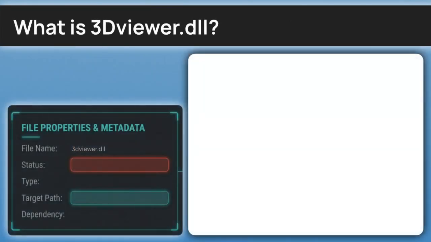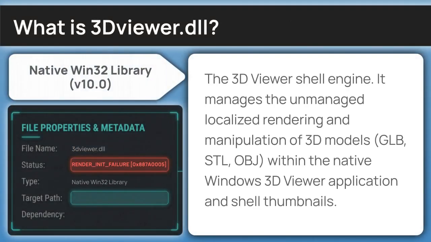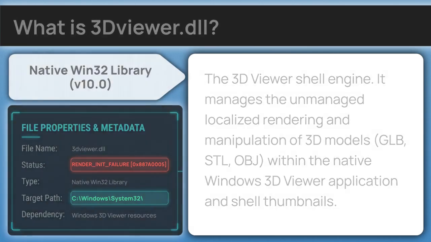This is the 3D Viewer library, the 3D Viewer shell engine. It manages the localized rendering and manipulation of 3D models, GLB, STL, OBJ, within the native Windows 3D Viewer application and shell thumbnails. Knowing the file's purpose is helpful, but now we need to physically restore it.